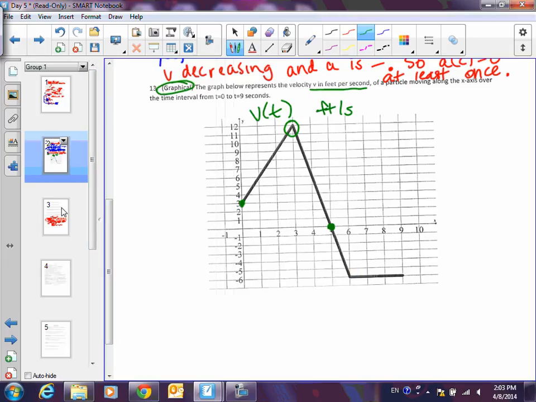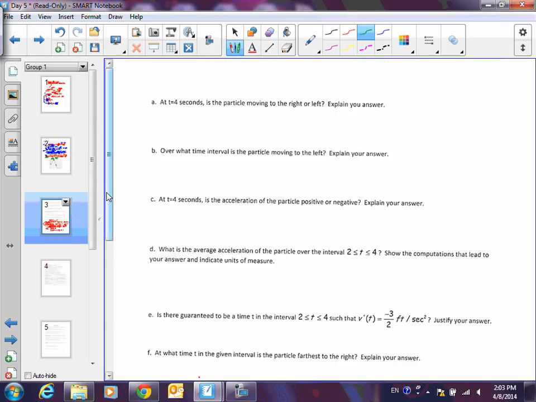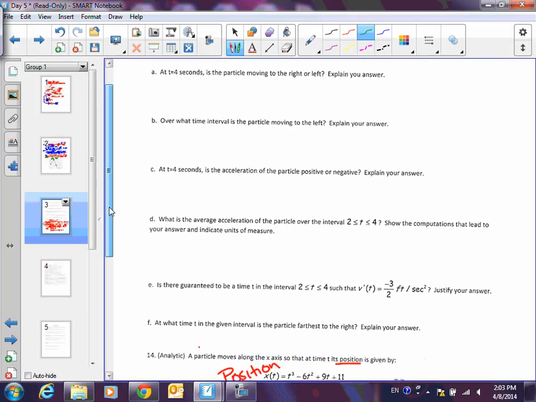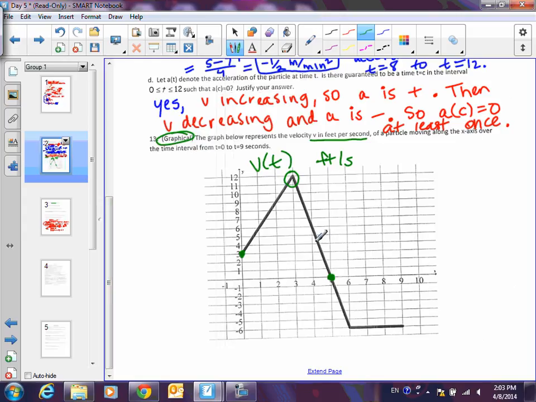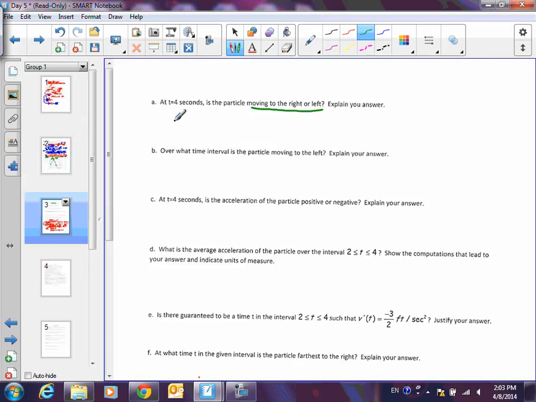This is going to be fun because we're going to be switching back and forth between slides. On choice A, it says that at t equals 4, is the particle moving to the right or to the left? To the right. How do you know? Velocity is positive. And so that's what we write. You can say v of t is positive at t equals 4, or you could just say because v of 4 is positive. You can list out what v of 4 is, but you need to write that it's positive.